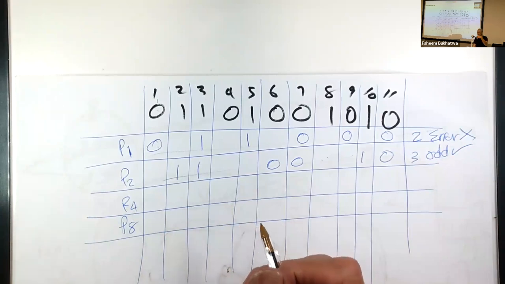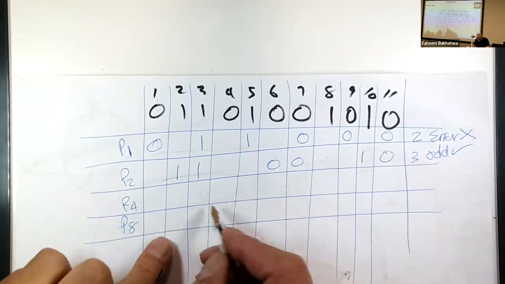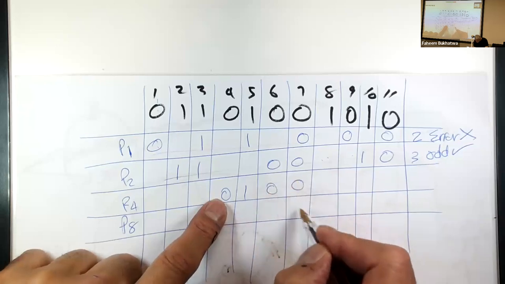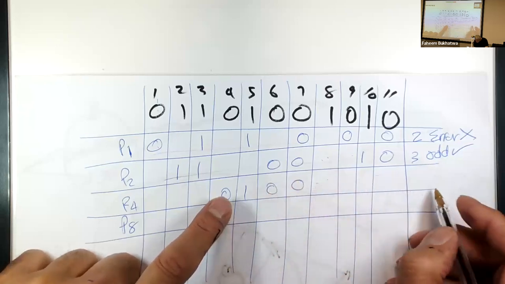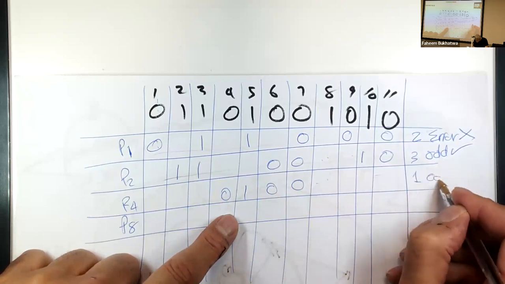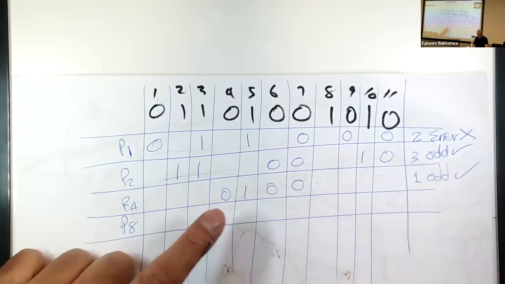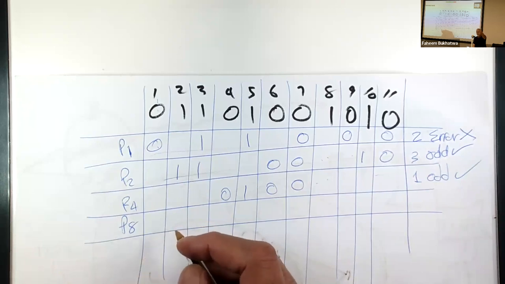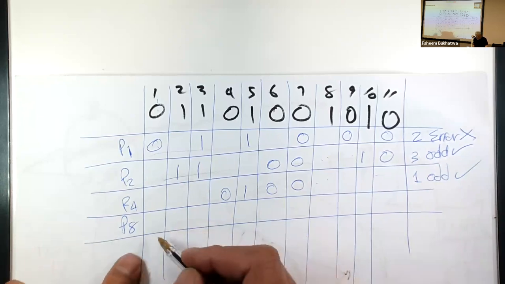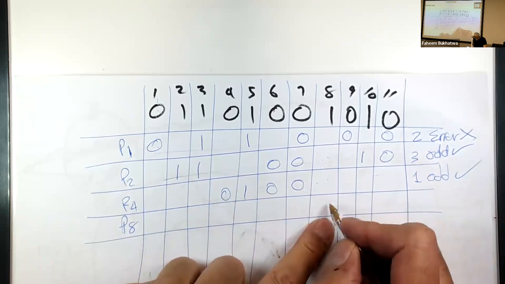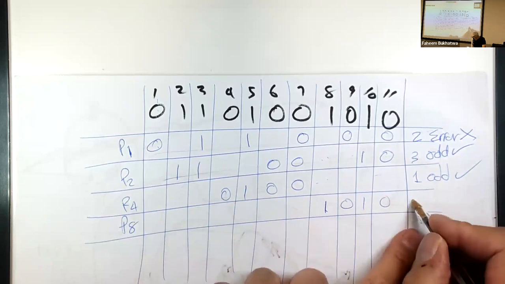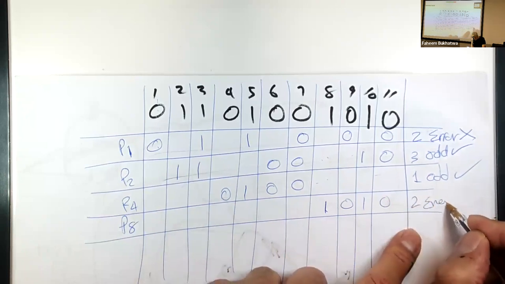You need takers. Go on. 4, 5, 6, 0, 1, 0, 0. 7. And the rest. And it's 1. And it's odd. And it's perfect. All right. Next one. Who wants to take the 8? Take the 8. 1, 0, 1, 0. And it's 2. It's even. And it's a problem.